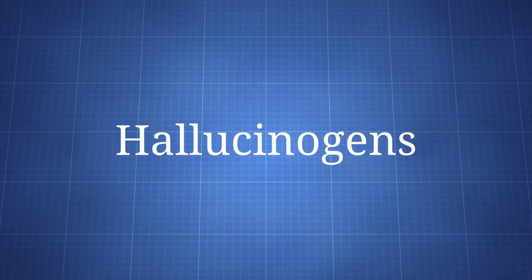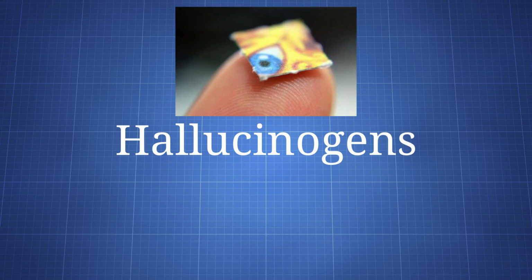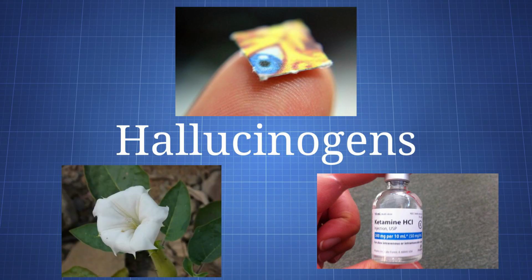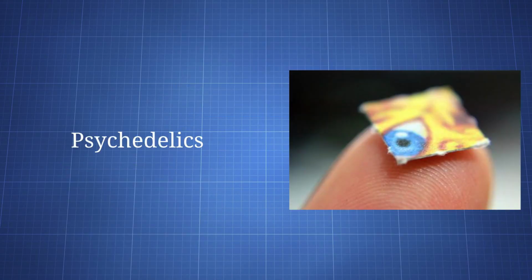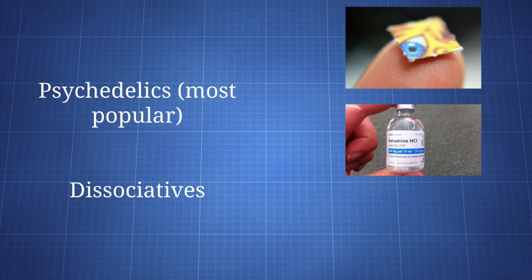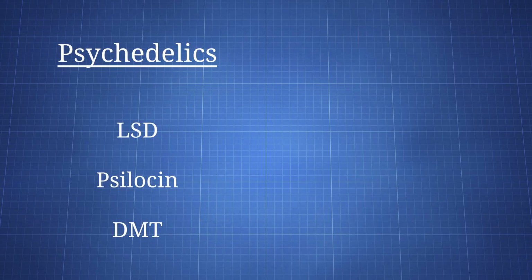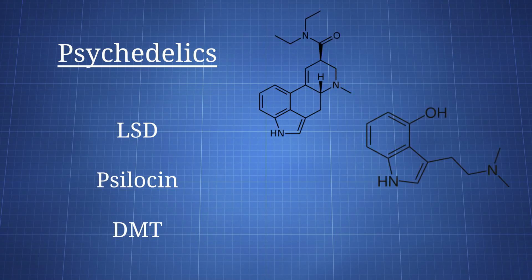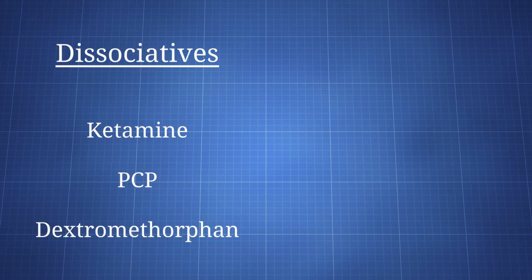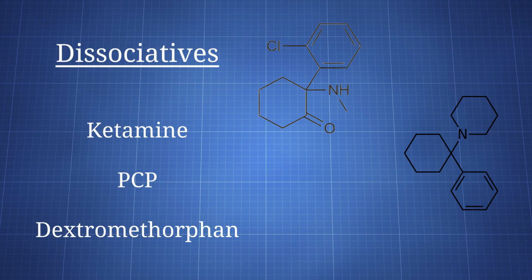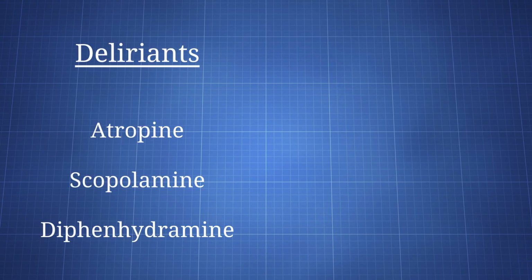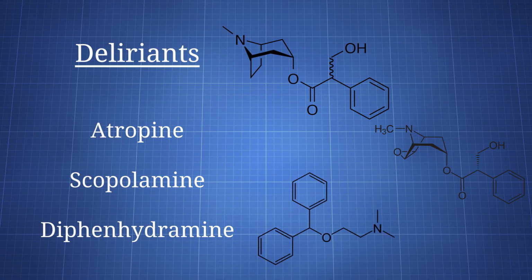Hallucinogens are generally broken up into three groups: psychedelics, dissociatives, and deliriants. Psychedelics have long been the most popular, while dissociatives are used to a lesser extent, and deliriants are rarely taken. The psychedelic group includes drugs like LSD, psilocin, and DMT. Dissociatives include ketamine, PCP, and dextromethorphan, and among the deliriants are atropine, scopolamine, and diphenhydramine.